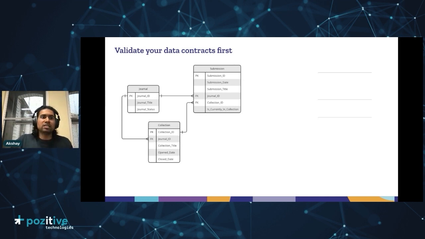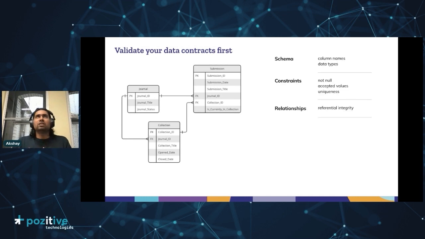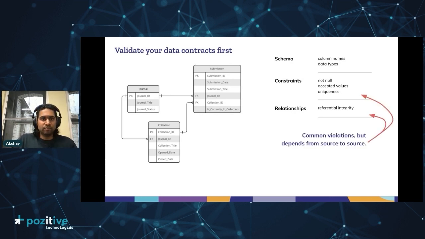So when we started implementing contracts, we started with a very high level schema first. So we started adding some tests to make sure that the schema actually contained all the columns we needed, the data types that we were looking for. We then started adding more tests on checking whether they met all those constraints of being not null or had only the values that we were looking for, uniqueness and so on. Referential integrity, etc.